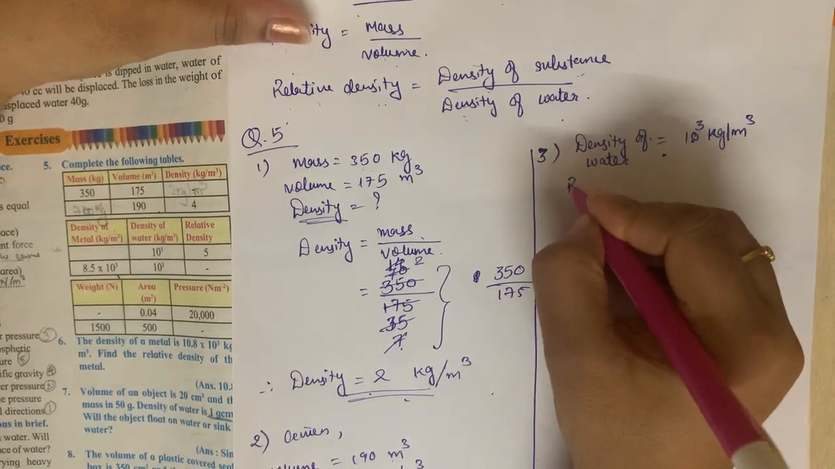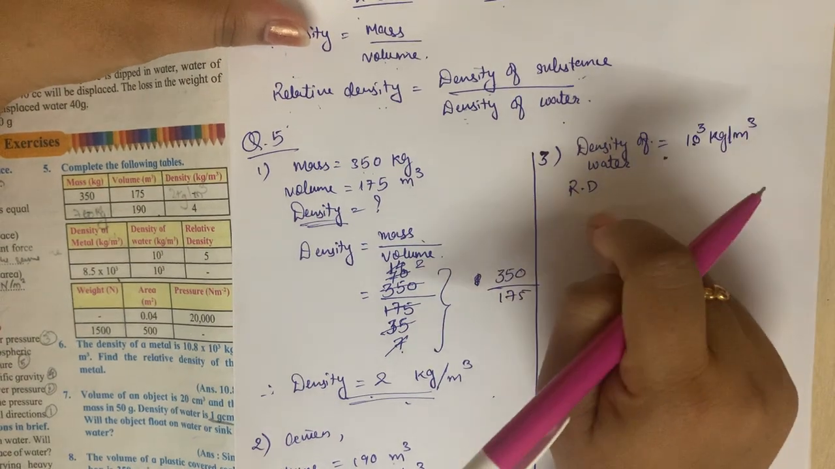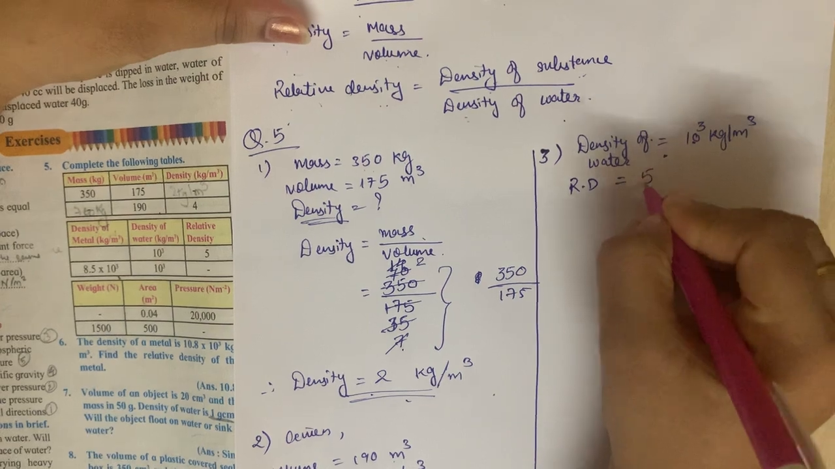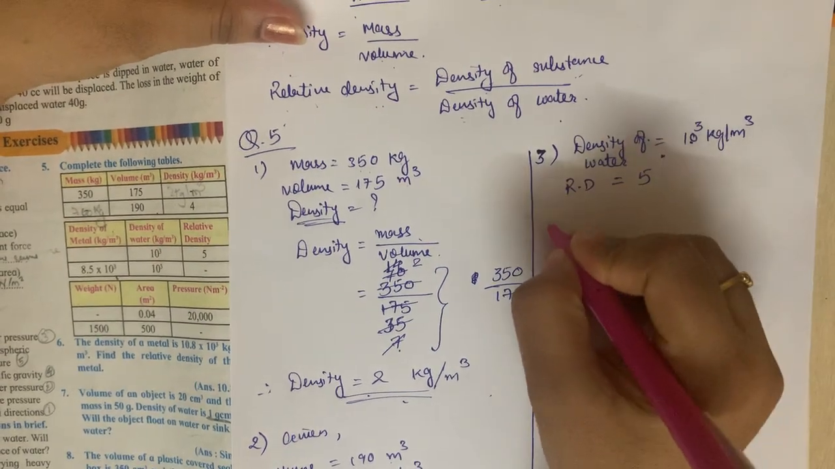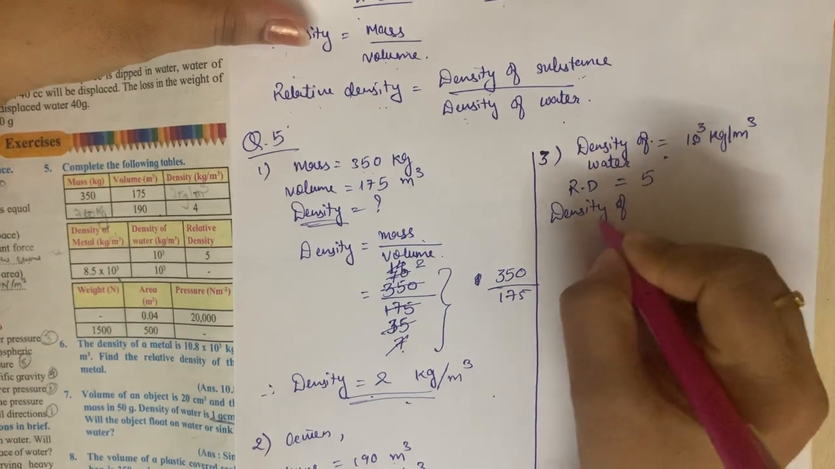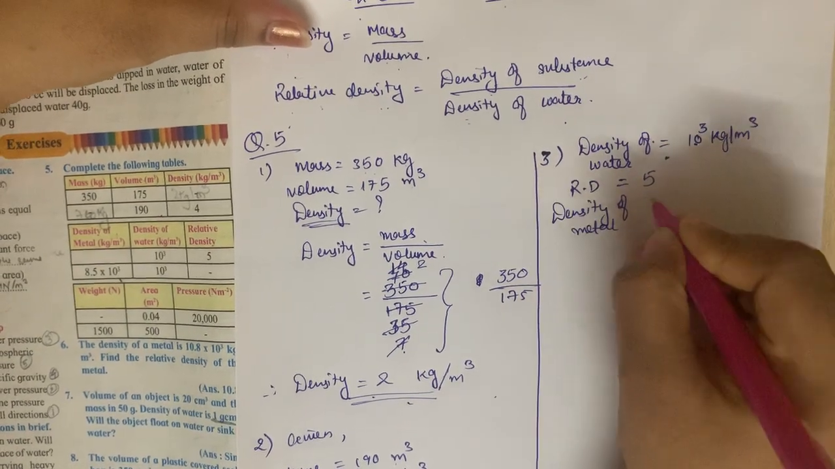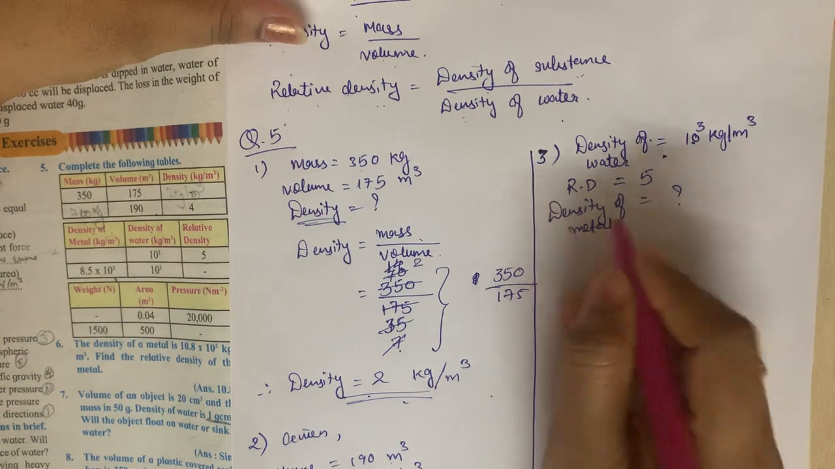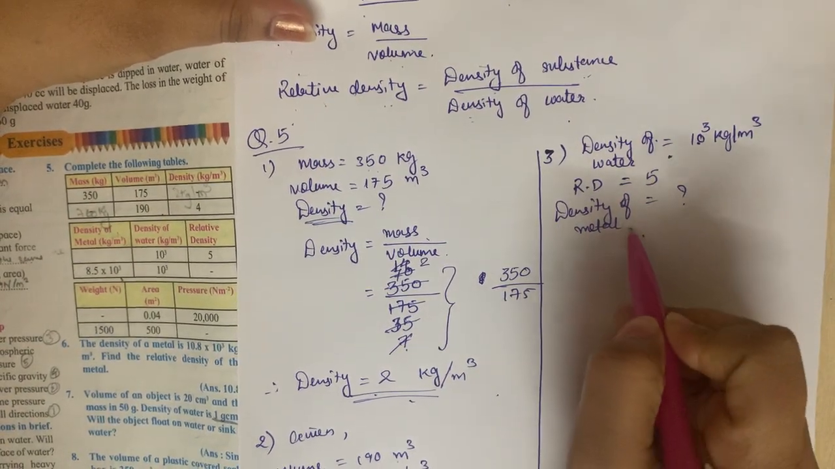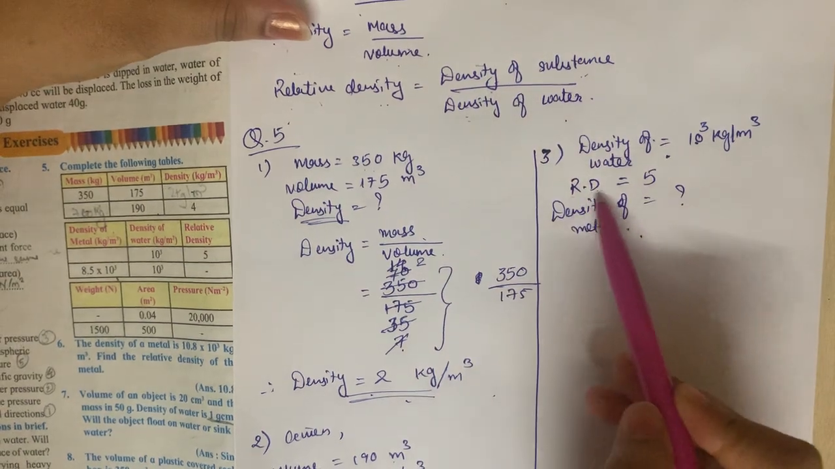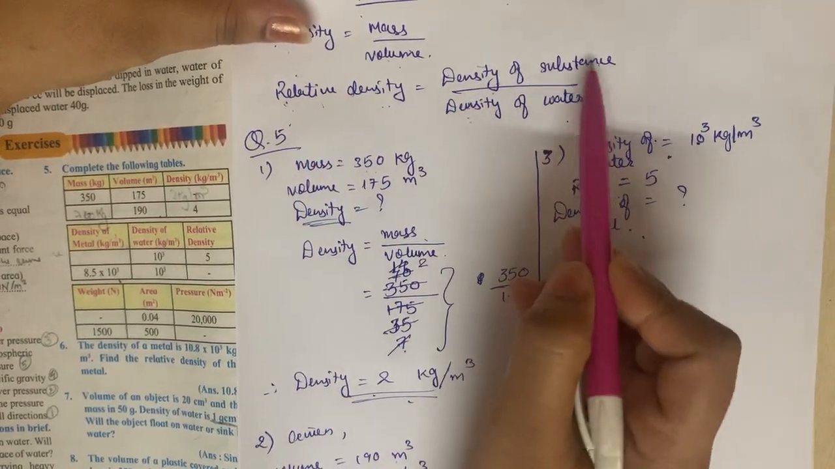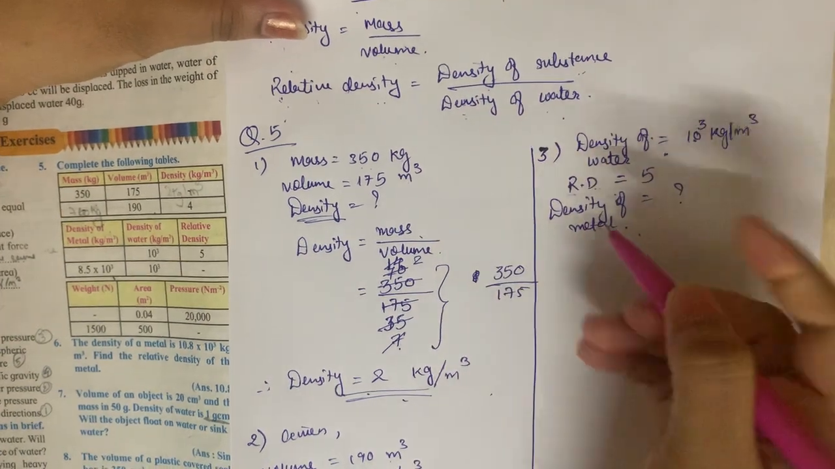Secondly, what is given? Relative density. I am writing shortcut RD. RD means relative density. What is given? That is 5. What is to find? That is density of metal. This is what you are supposed to find out. So which formula do you have to apply? Here you have to find out density of metal. So you are using the relative density formula. Relative density is equal to density of substance upon density of water.